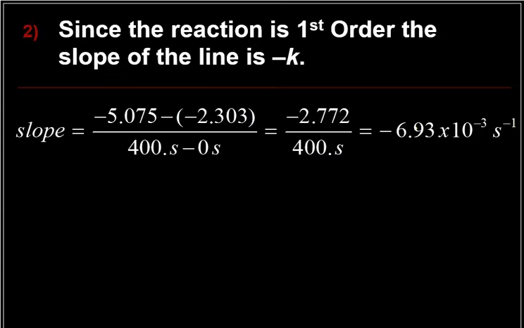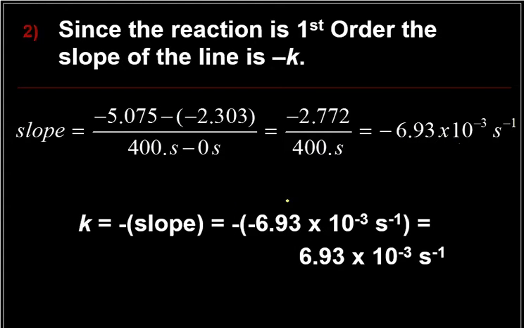Now that is the slope. Now we're looking for k. Slope equals negative k, or k equals negative slope. So our actual k value is 6.93 times 10 to the negative third. All right, so here's that changing of the sign, and so here's our k value.